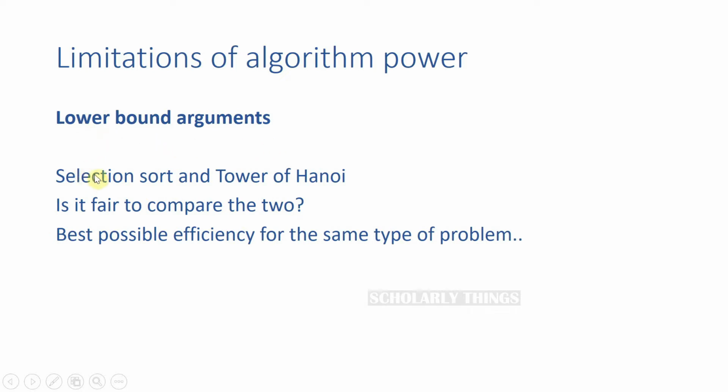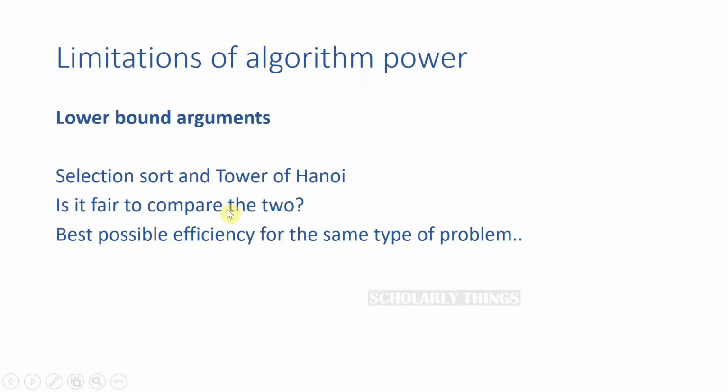Next, lower bound arguments. If you have to compare two algorithms, selection sort and Tower of Hanoi, selection sort is considered a reasonably fast algorithm since it has quadratic efficiency, whereas Tower of Hanoi is very slow because it has exponential efficiency. But think about it, these two algorithms are solving different kinds of problems.